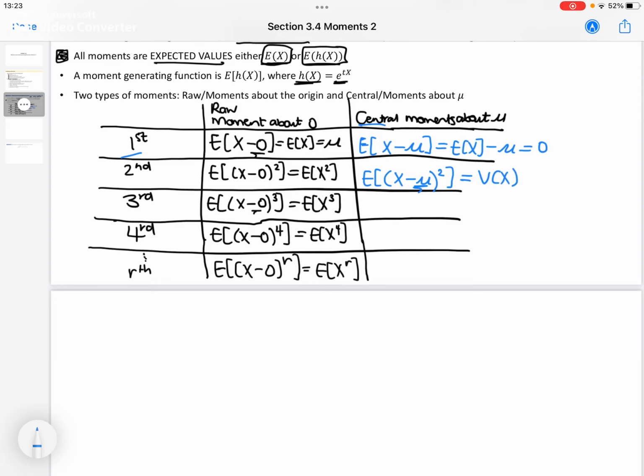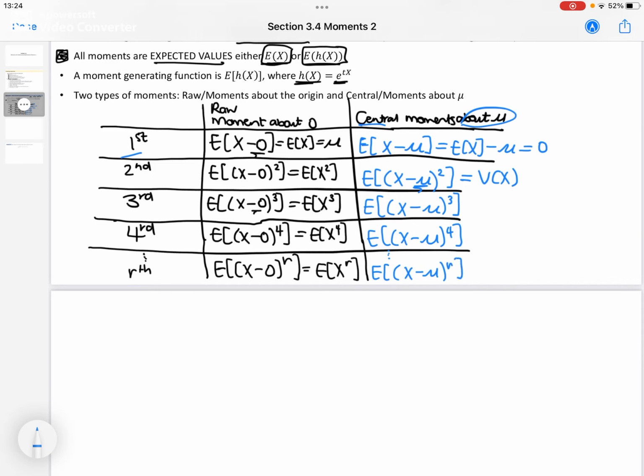Now the third central moment about mu is defined as the expected value of x minus mu all to the power 3. And then the fourth central moment about mu is defined as the expected value of x minus mu all to the power 4. And so if I continue the pattern, then the rth central moment about mu is defined as the expected value of x minus mu all to the power r.